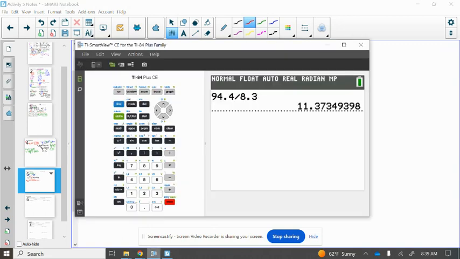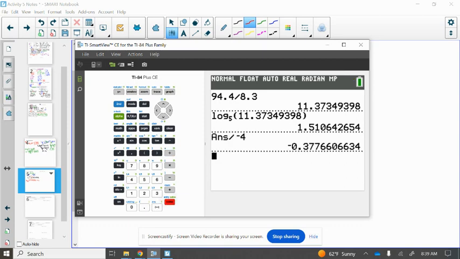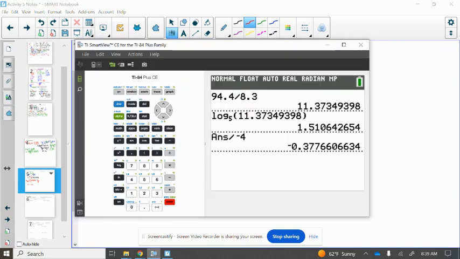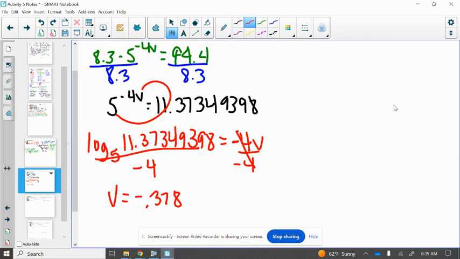So we would take, again, log base 5 of that previous value, plug that in there, and then we can divide this by the value, the negative 4 that's with the v, to get our final answer of about negative 0.378 if we round to a couple decimal places on that one. Now, again, that's kind of just option 1, okay?